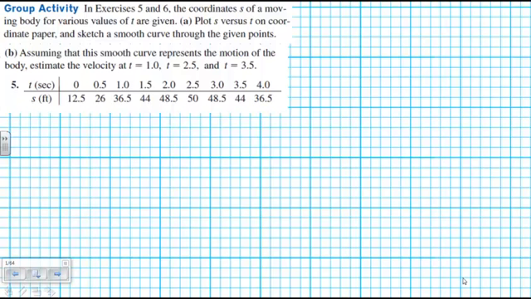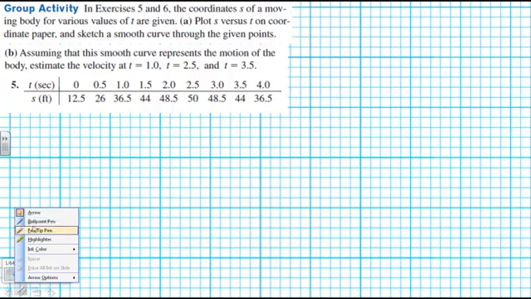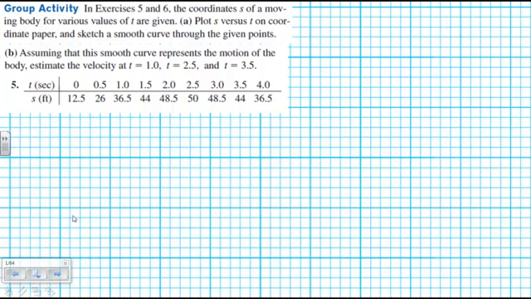Here is a problem from section 3.4, problem number 5. It's asking us to take a look at this data and one, graph it, and then two, see if we can get some estimates about the derivative function. So let's do the graphing part first.